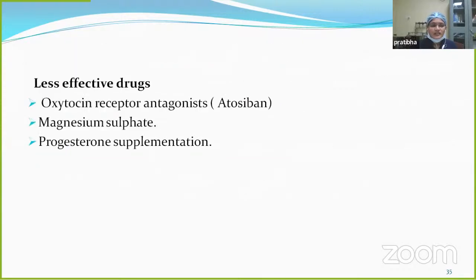And less effective drugs among other tocolytics are oxytocin antagonists, for example atosiban, and magnesium sulfate and progesterone supplementation.